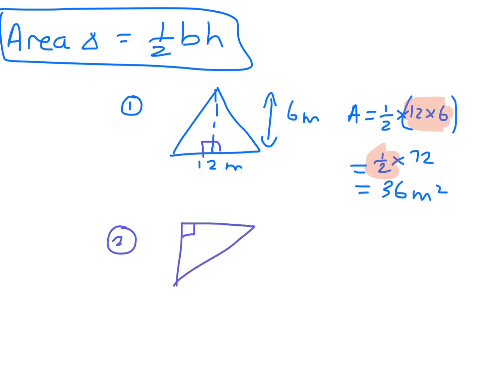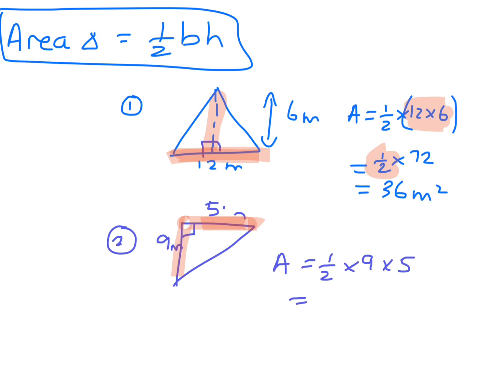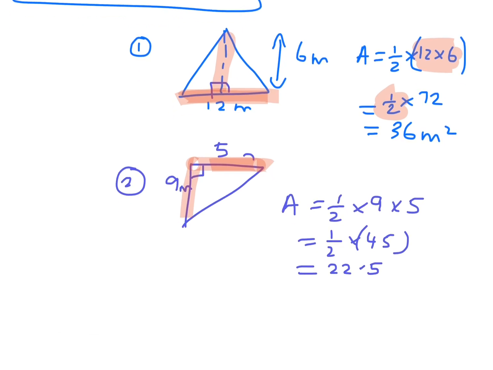So the right angle triangle, that one's just set up really nicely for you. I want you to realize that when you're looking at this, you need the height and you need the base. It has to be multiplying the perpendicular height by the base. So the area of this is a half times 9 times 5, a half times 45, because that's the area of the rectangle, and that would be 22 and a half, and it would be meters squared.